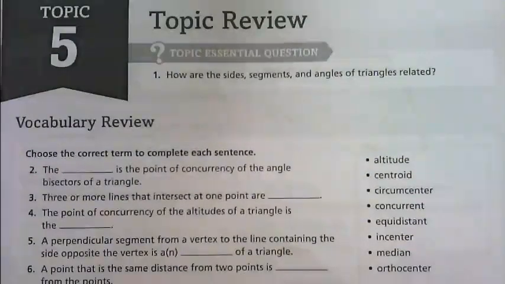Okay, this is topic 5 review. Again, this section was all about triangles, points of concurrency, and then also our inequalities within triangles.